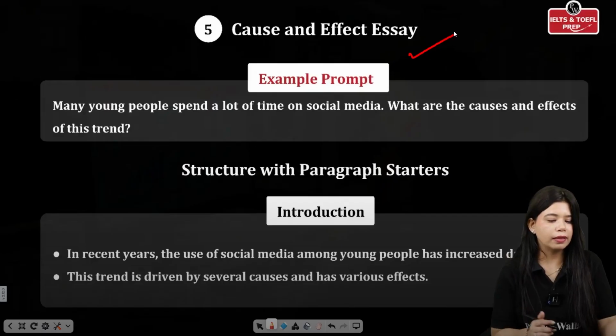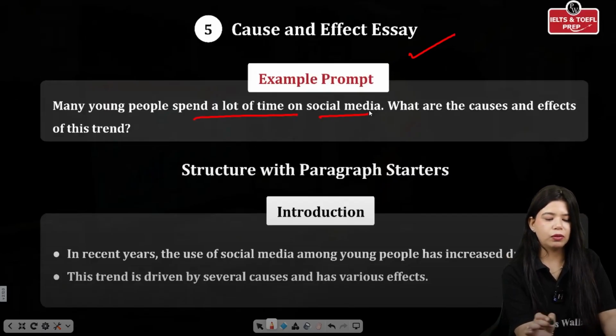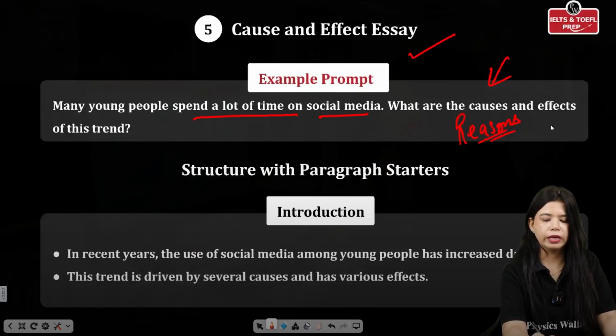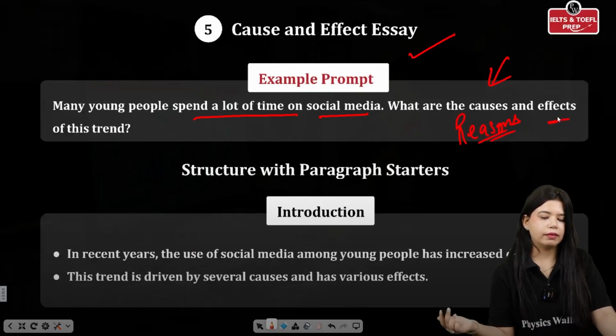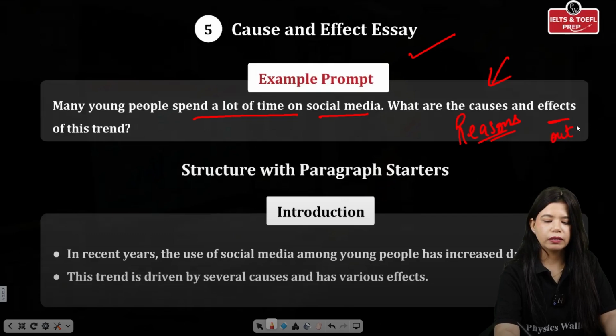So let's take a look at the example prompt. It says, many young people spend a lot of time on social media. What are the causes? Causes means, once again, give reasons that why exactly they do it, and effects of this trend. That means the impacts, the outcomes of this trend. इसकी वजह से क्या होता है? Outcomes means result.